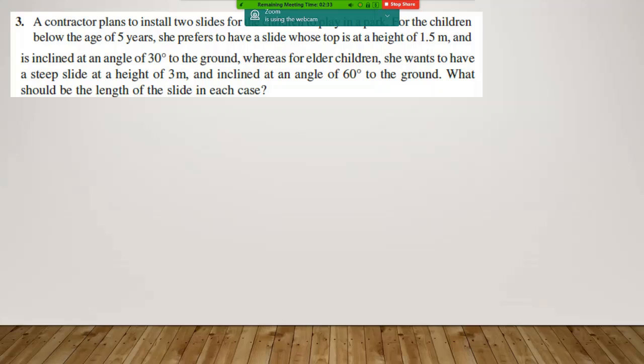The contractor plans to install two slides for the children's play in a park, for children below the age of 5 years. She prefers a slide whose top is at a height of 1.5 meters and is inclined at an angle of 30 degrees to the ground. Whereas for elder children, she wants a steep slide at a height of 3 meters and inclined at an angle of 60 degrees to the ground. What should be the length of the slide in each case? As soon as you're reading, the diagram should be on. Pencil should start working.